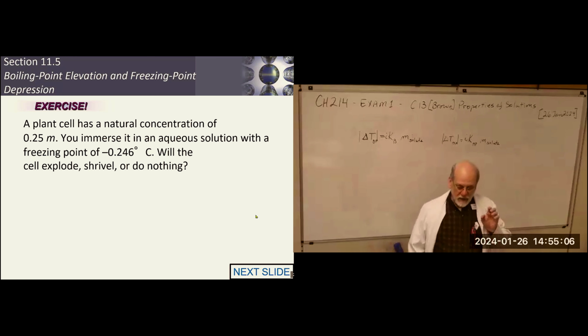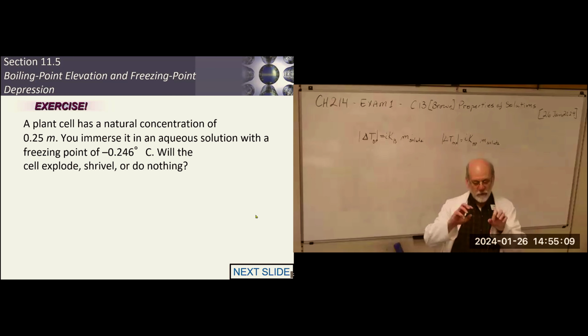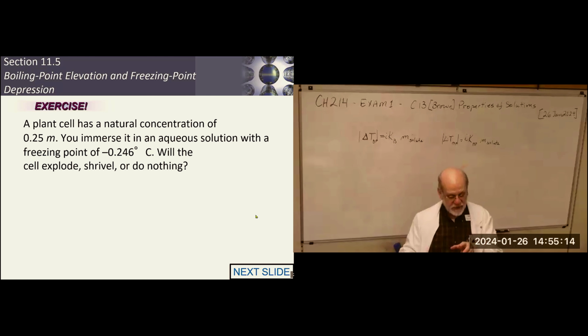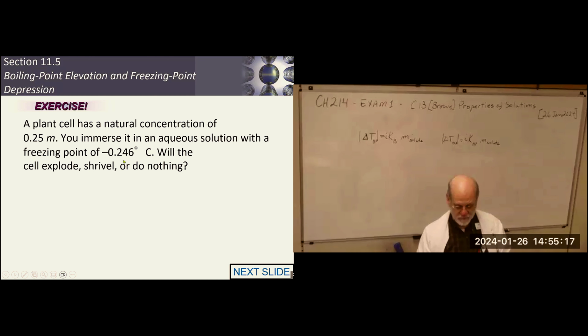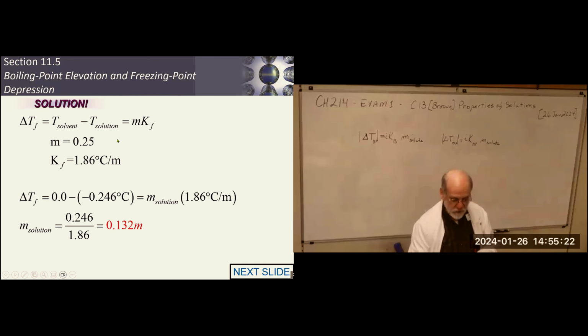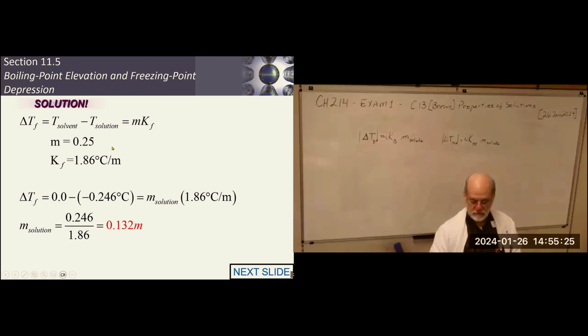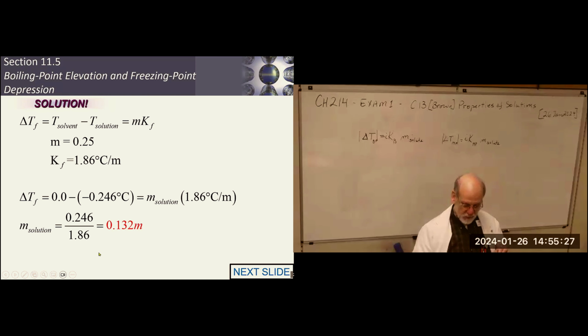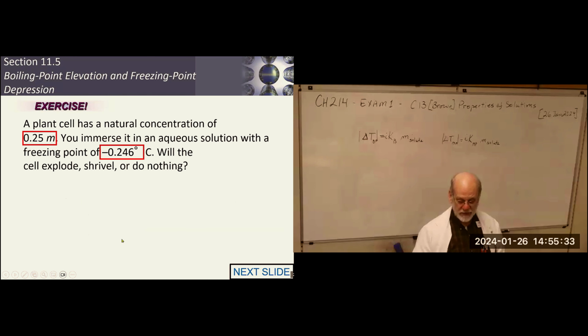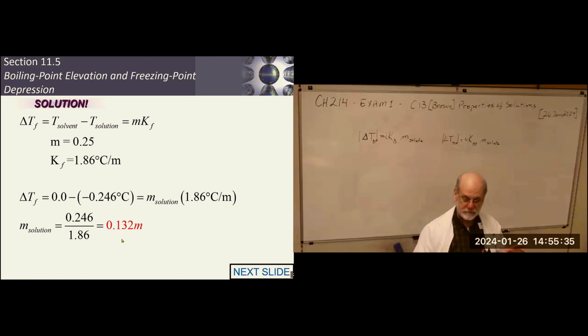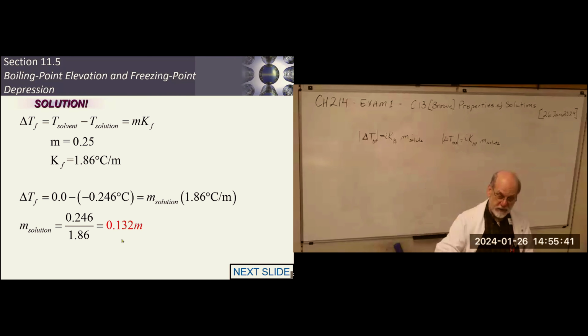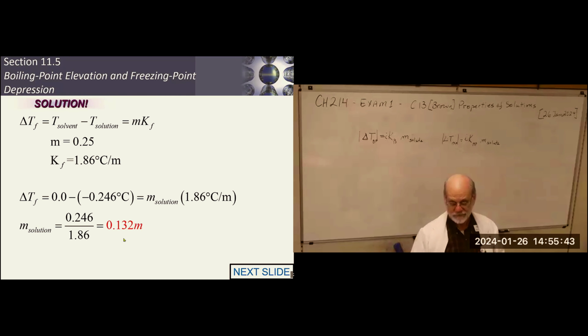Well, what we're saying is, what's the concentration of the cell versus the concentration outside the cell? And we have to find out the molal concentration outside the cell with this freezing point depression value. So we use our freezing point calculation to determine that the molality outside the cell is 0.132. Compare that to 0.25. It's less outside the cell, so what's going to happen? You have more water outside the cell than inside, so water's going to move in, and eventually the cell will explode.